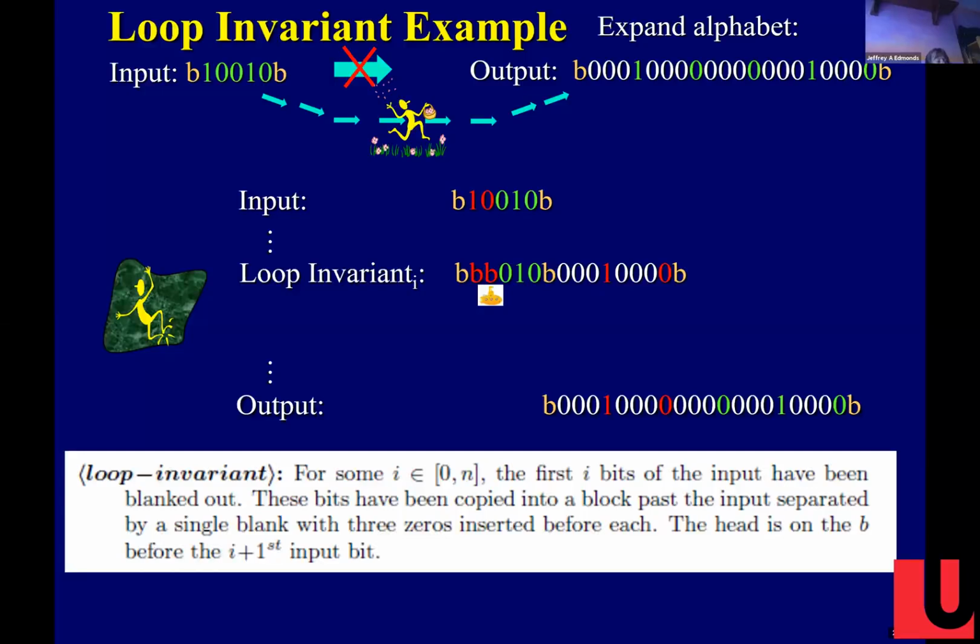I'm just drawing pictures. A loop invariant is a picture. I'm saying, when I equals 0, this is the picture. When I equals 2, this is the picture. When I equals 5, this is the picture. All I want you to understand is the picture. We don't even need to understand why it's like that. We just need to know how it should look, not why it looks like that.